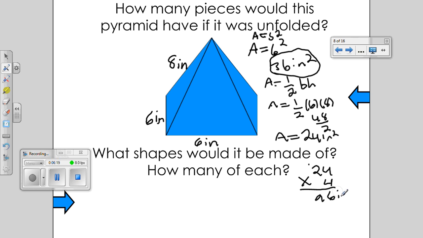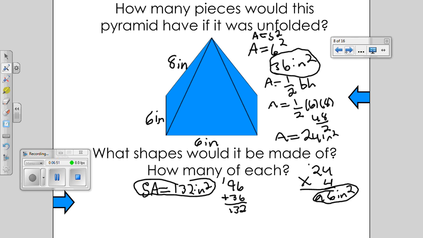And then we just add our two areas up. We got this one and this one. So we got 96 plus 36. That's 12, 12, 13. Alright, and our surface area for this pyramid is going to be 132 inches squared.